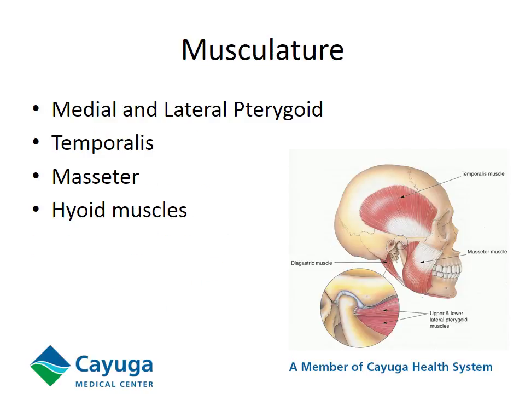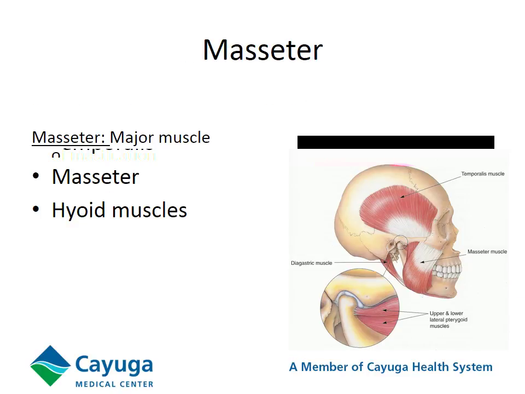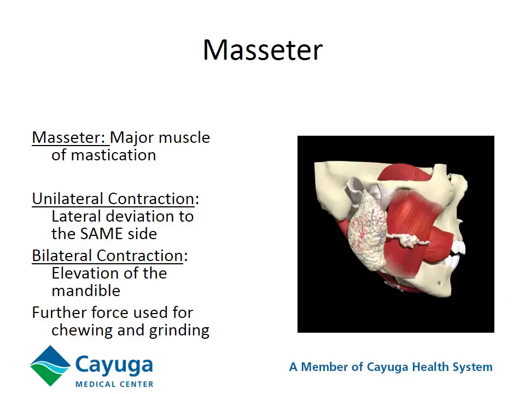The muscles involved in the movement of the TMJ are the medial and lateral pterygoid, the temporalis, the masseter, and the hyoid muscles. The masseter is the main muscle of mastication. A unilateral contraction, or a contraction of just one masseter muscle on the right or left, will cause lateral deviation to the same side. A bilateral contraction of the masseter muscles will cause elevation of the mandible. The masseter is also used to create further force when chewing and or grinding.